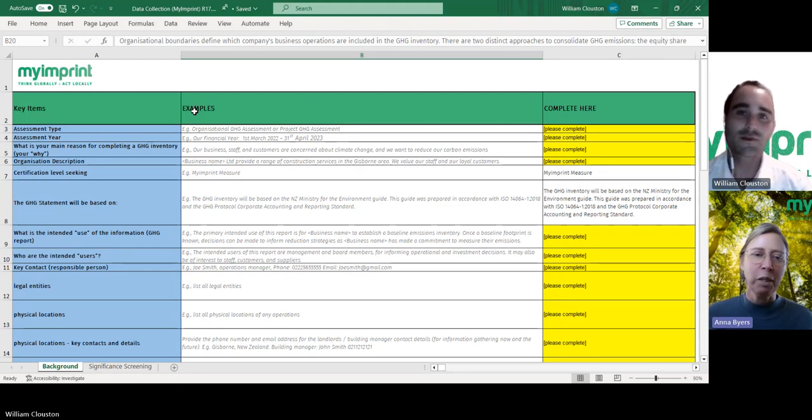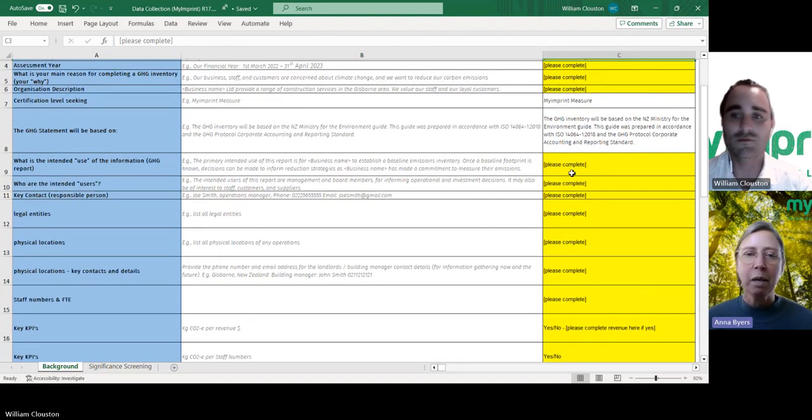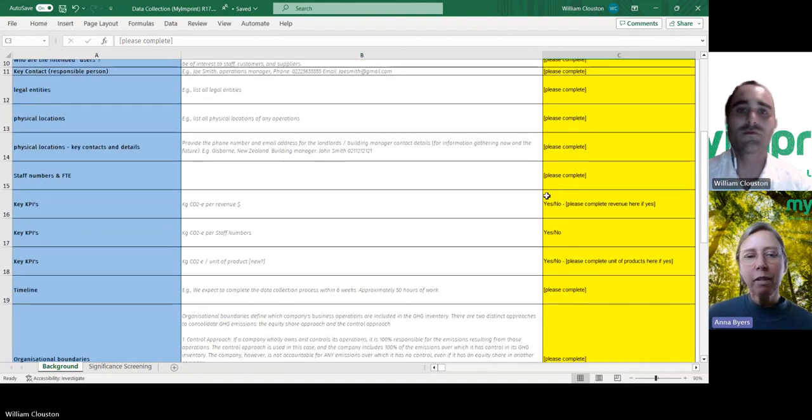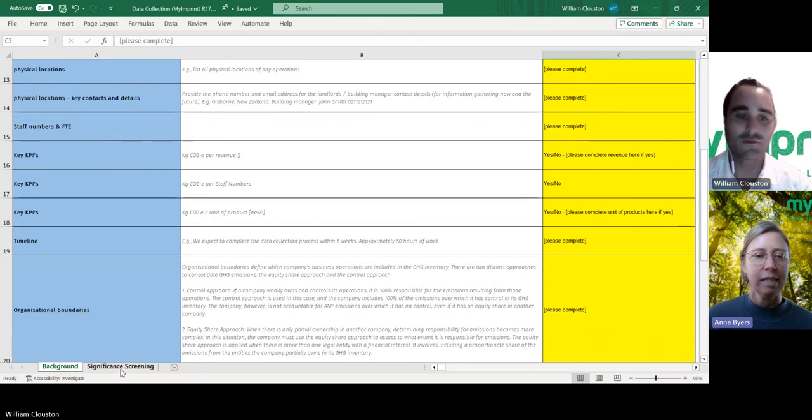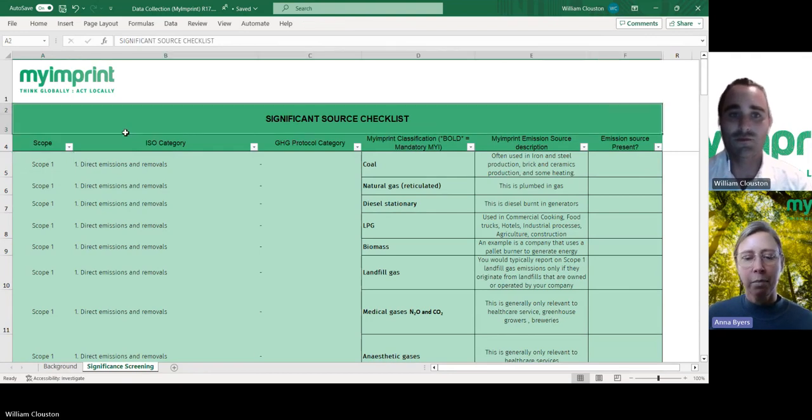And we're going to be talking about this next spreadsheet that we would like you to complete. The first step that you've probably already done is this background information that you could see here already. If you've still got any questions about that, feel free to contact us and we can help you through any part of it. And what we're talking about today is the significant screening and sort of a first step checklist in this part of the process.